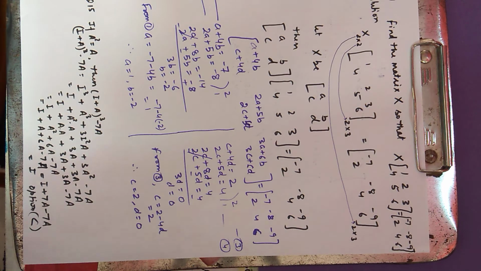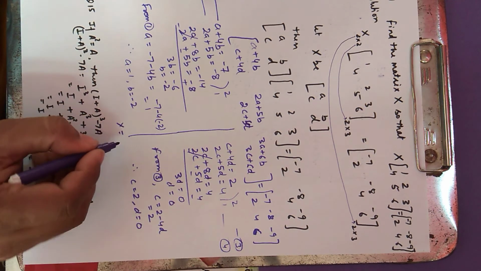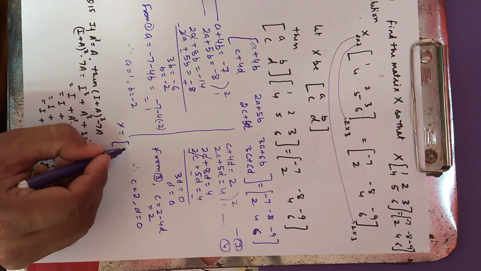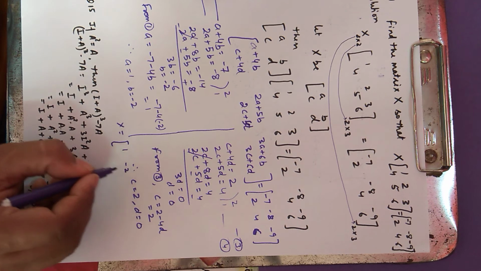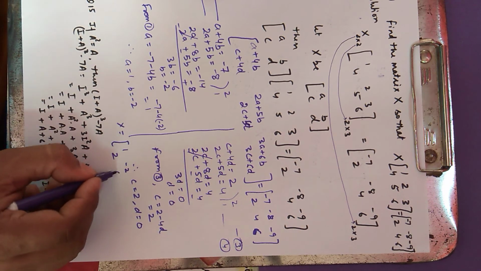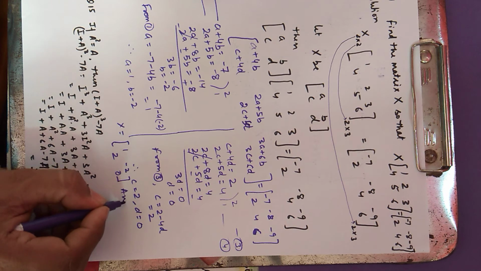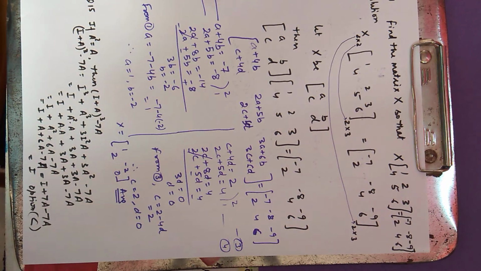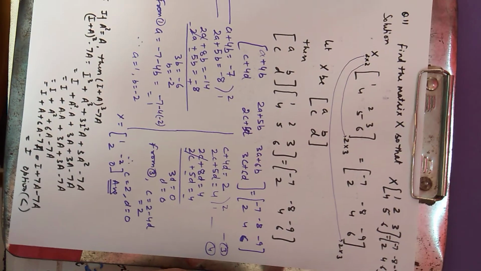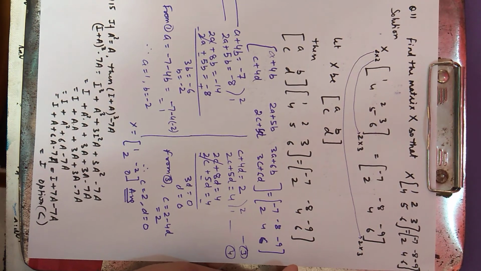So we have got the values, but ultimately we have to write the matrix. So the matrix will be a is 1, b is minus 2, c is 2, and d is 0. So ultimately this is your final answer. Do not leave the answer in terms of a, b, c only. You have to write it in terms of the complete X matrix.